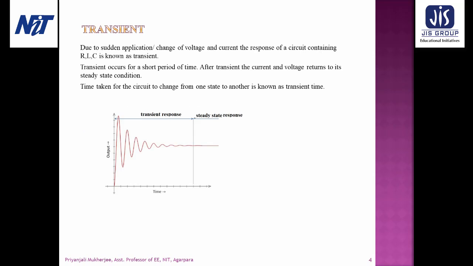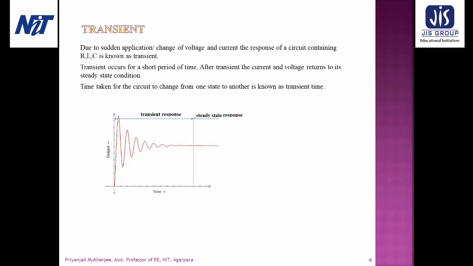So let's start. What is a transient? If a circuit consists of a resistor, capacitor or inductor and a supply voltage is given to it, then it will have some response. And due to sudden change or the application of voltage and current, the response of the circuit will vary from the previous one.